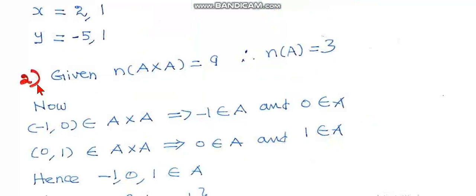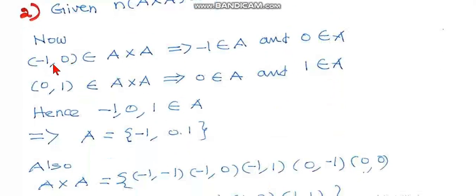Now problem number 2. Given A cross A has 9 elements. That means what? Number of elements in A must be 3, because number of elements in A cross A equal to number of elements in A into number of elements in A. That is, number of elements in A cross A equal to number of elements in A the whole square. That is, number of elements in A must be 3. There must be 3 elements in A, then only A cross A will have 9 elements. So for conclusion, number of elements in A is 3.